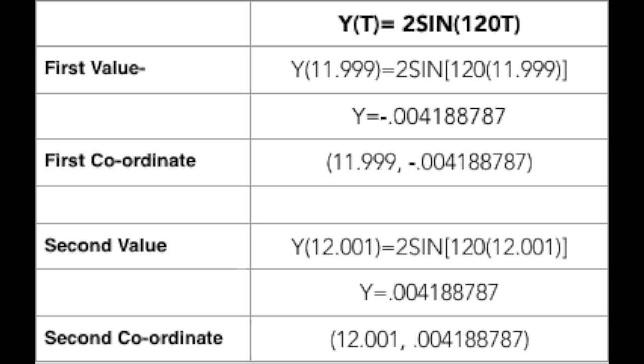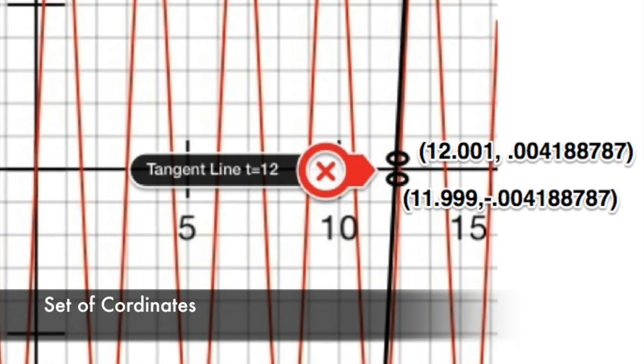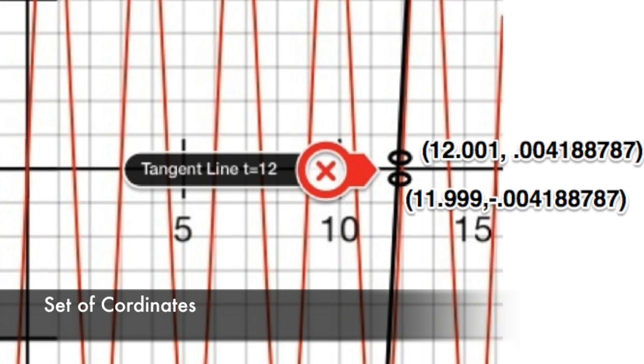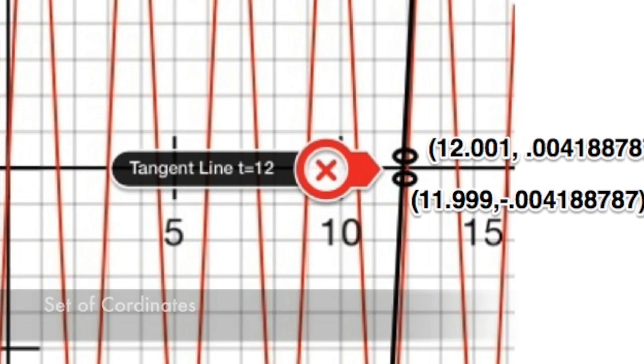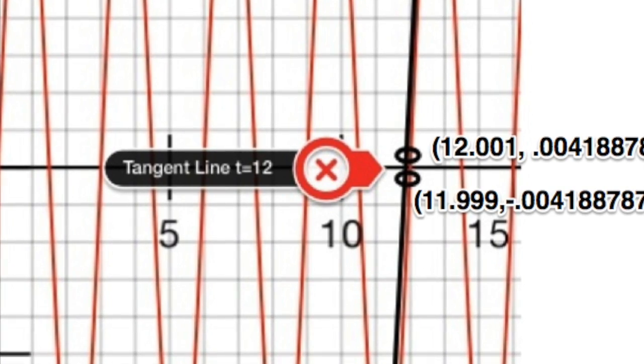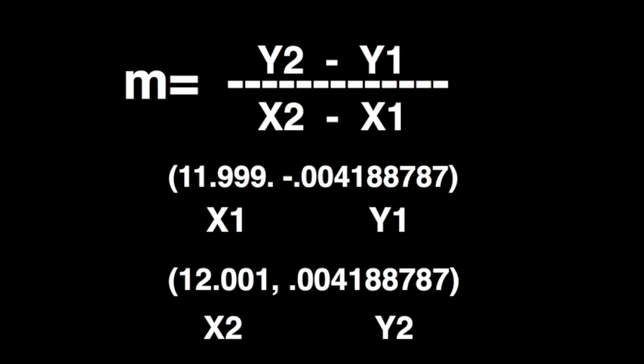To recap what we've just done, we have subbed in our 2 values in order to get our set of coordinates. These set of coordinates are outlined on the tangent line. To conclude the final 2 steps of our strategy, we must now solve for the slope, which will result in our instantaneous rate of change at t equals 12.